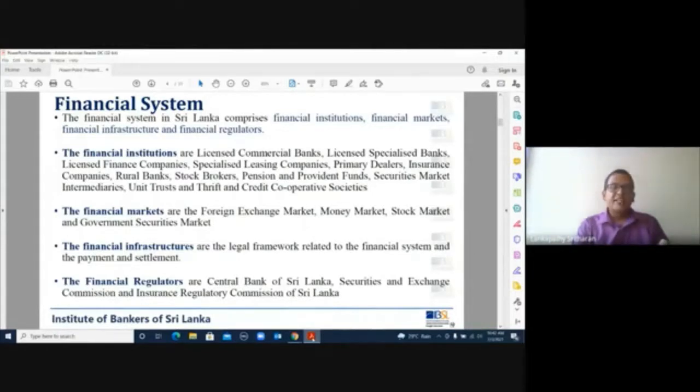And then other financial institutions, licensed finance companies, LFCs. Licensed finance companies, of course, can't have a current account, but their operation is not at the bank level. You will know about licensed finance companies. There are several examples, LOLC, CDB and all. Then specialized leasing companies, which are specialized in the leasing business. What is the difference between licensed finance companies and specialized leasing companies? Is anybody?